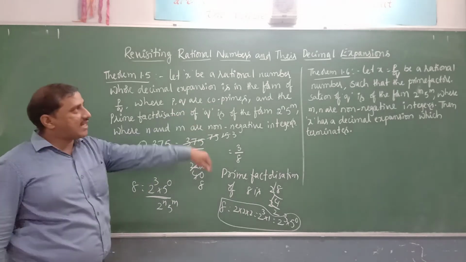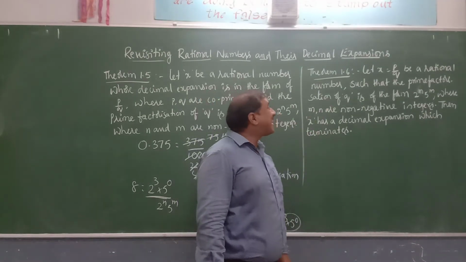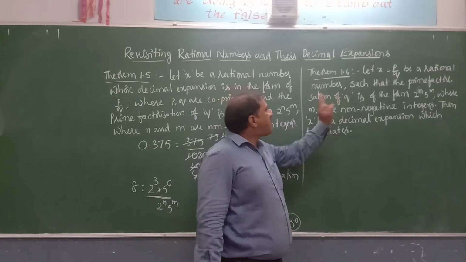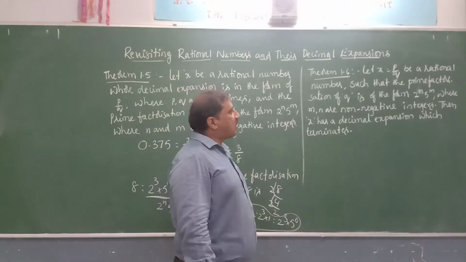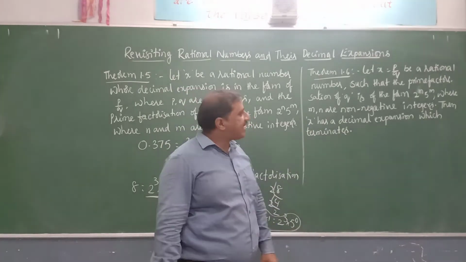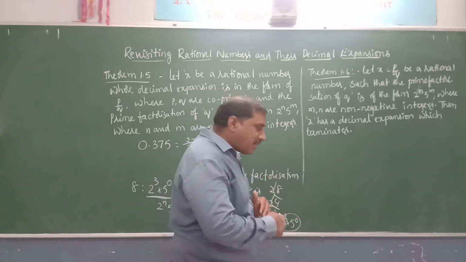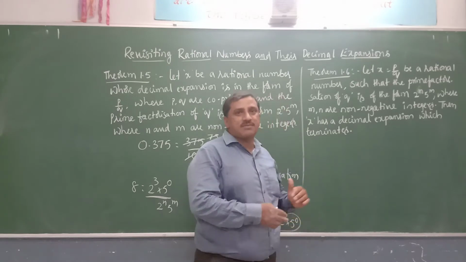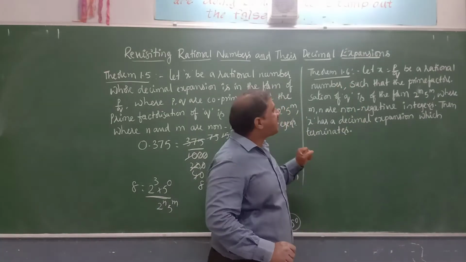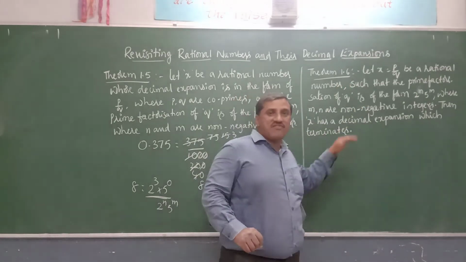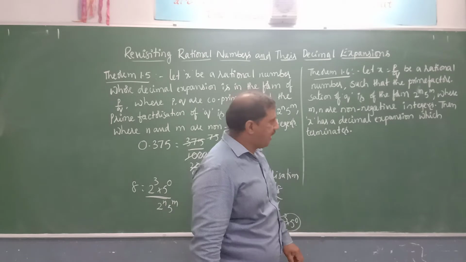You will see here it is Theorem 1.6. What it states is: let x equal p by q be a rational number such that the prime factorization of q is in the form of 2 to the power of n into 5 to the power of m, where m comma n are non-negative integers, then x has a decimal expansion which terminates. So the rational numbers whose decimal expansion terminates can be expressed in the form of p by q, where q is not equal to 0 and the prime factorization of q is in the form of 2 to the power of n into 5 to the power of m. We will see the example.